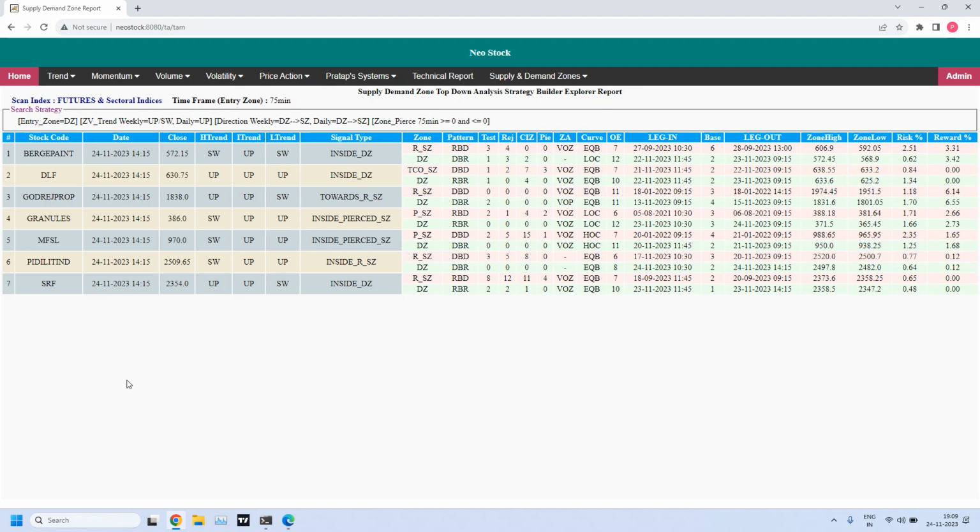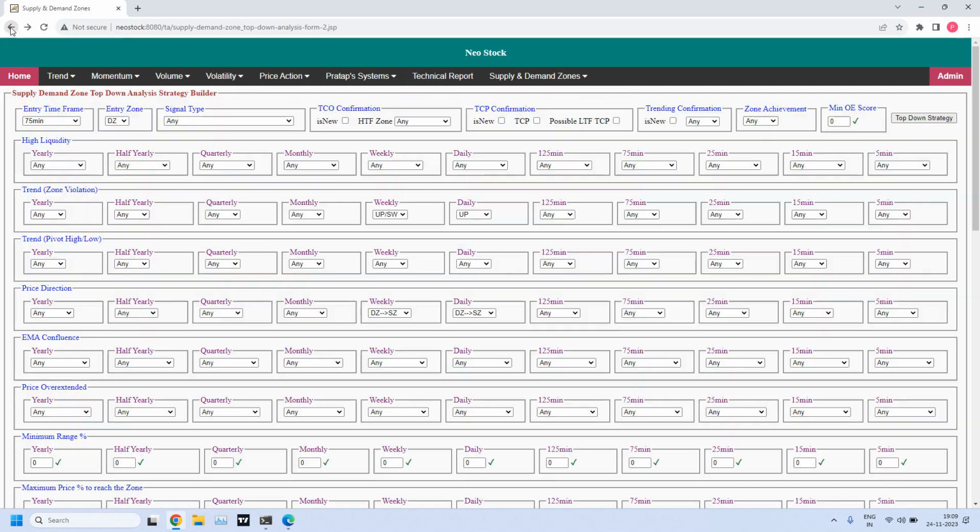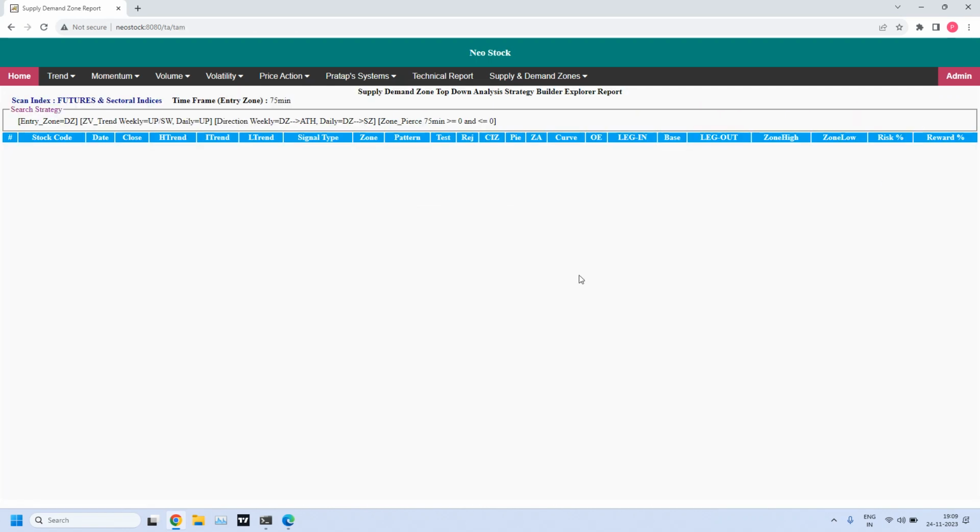We can generate 2 more reports. Let's go back. The second report, the price should travel from demand zone to all-time high on weekly, but daily it remains demand zone to supply zone. No stocks are filtered.